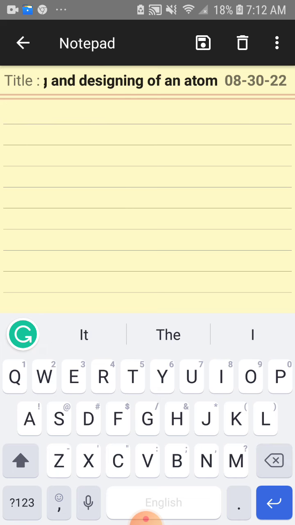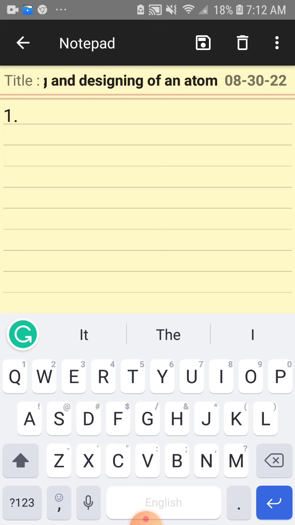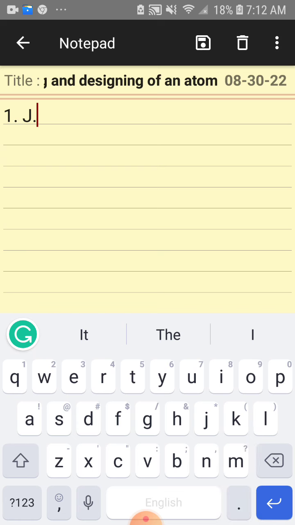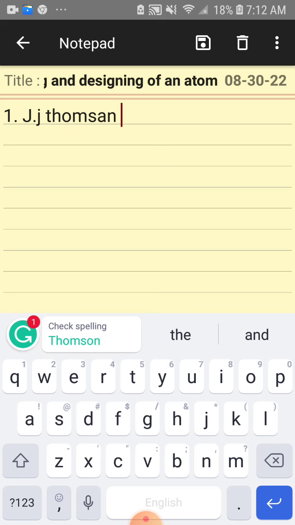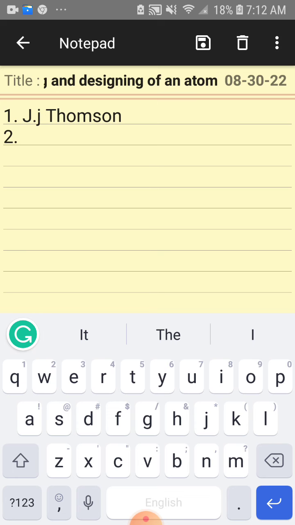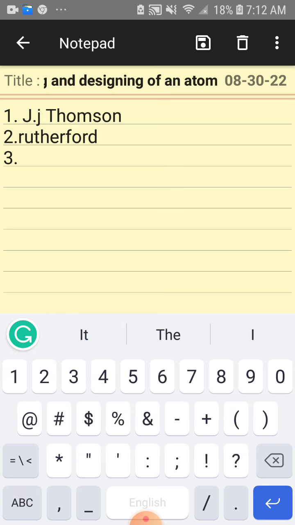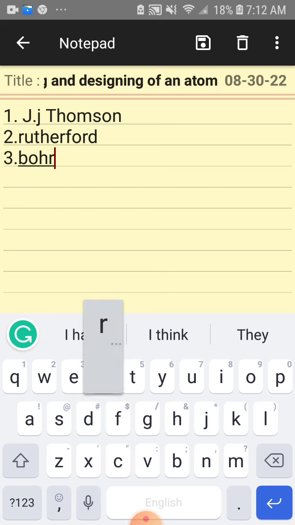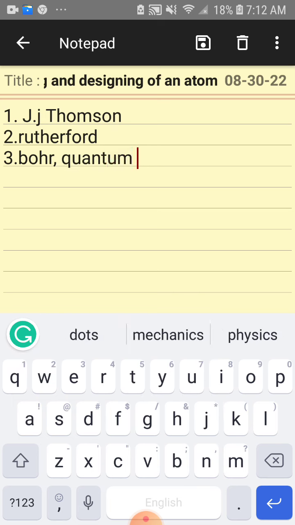First of all, I'm gonna discuss the scientists here. The structure of the atom was given by different scientists, not only by one scientist. The first was J.J. Thomson. The second was Rutherford. The third was Bohr, and then quantum. Before quantum, there was one scientist whose name I wanted to write here. We're going to discuss him later on.